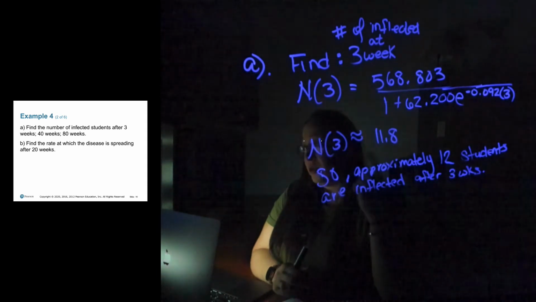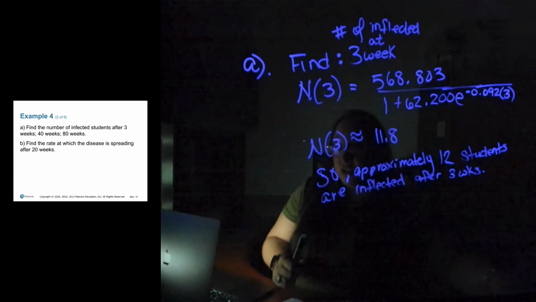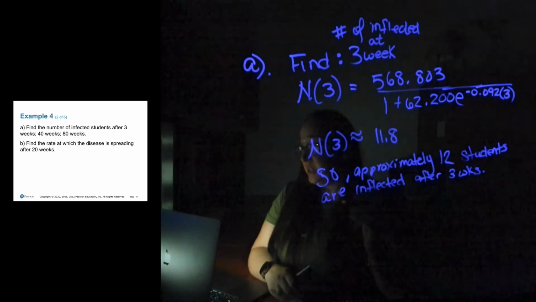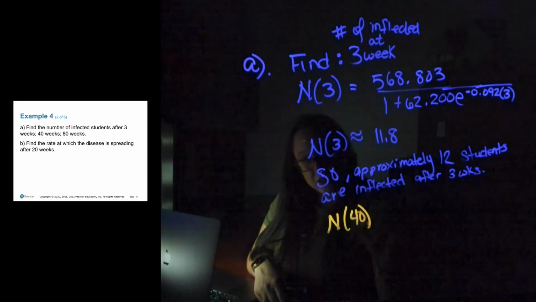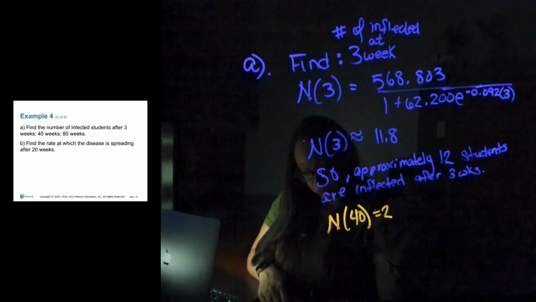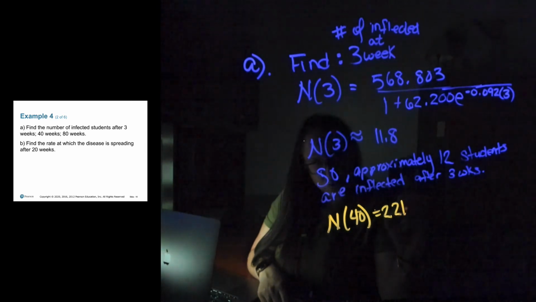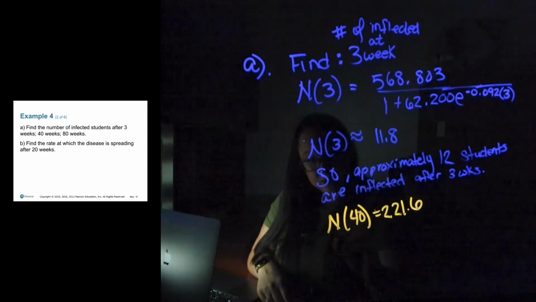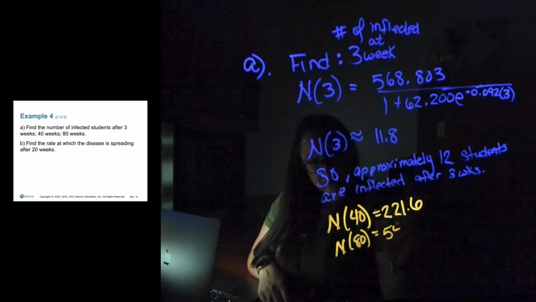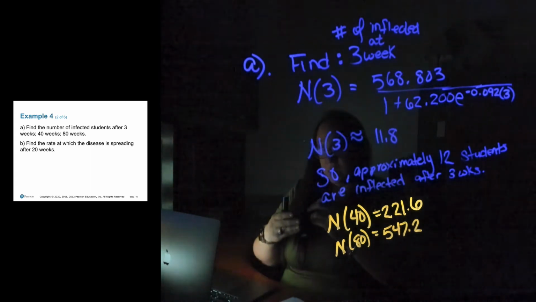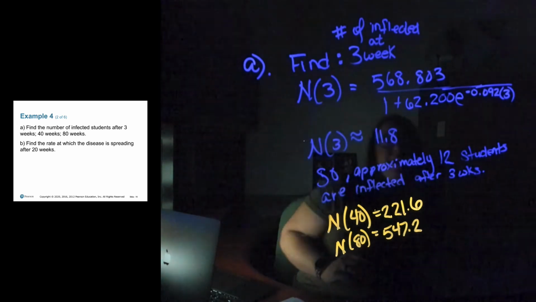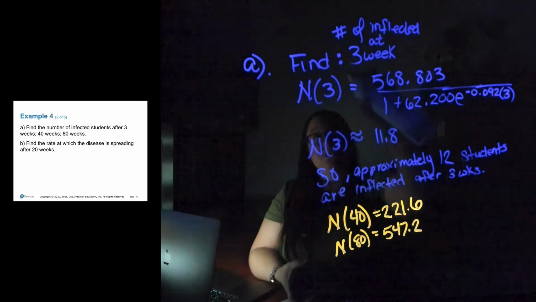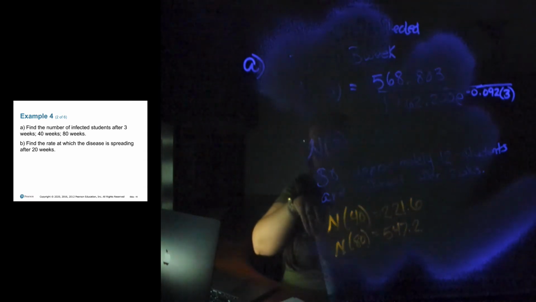So whatever number, you can try these again, and for the other pieces to part A, they did ask for 40. So if we find N of 40, you can try this on your own. N of 40 is equal to 221.6, and then that last one, N of 80, you can try this on your own, is 547.2. So again, you can try that on your own time. That is no more than a calculator problem for you to substitute.